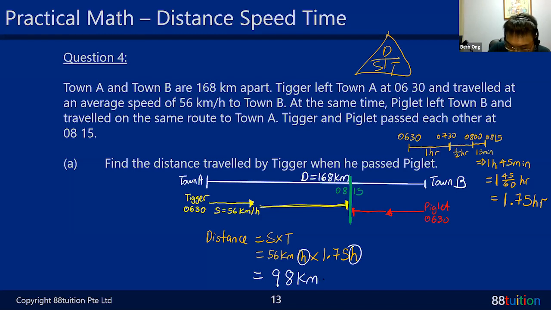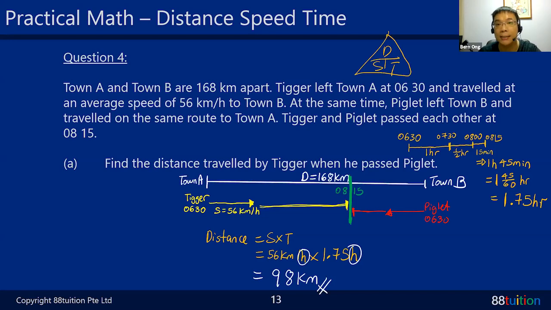Jethro, you're right, your part A is 98. Your 4B is 40 and your 4C is 4 hours. Your 4C is wrong, Jethro. Find the time Piglet arrived at town A. So be careful. You need to find the time he arrived, not how long he took. So the 4A answer is 98 kilometers.